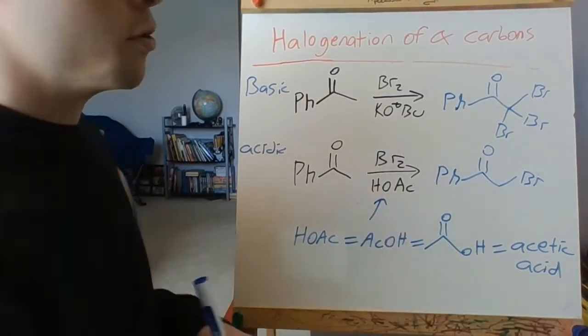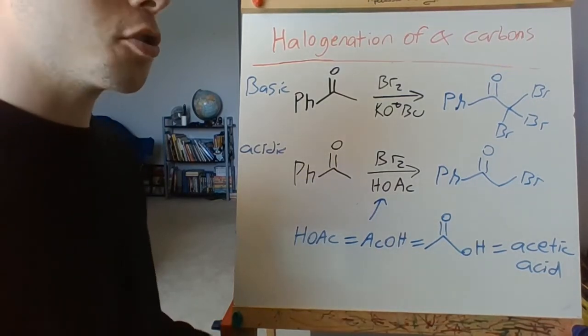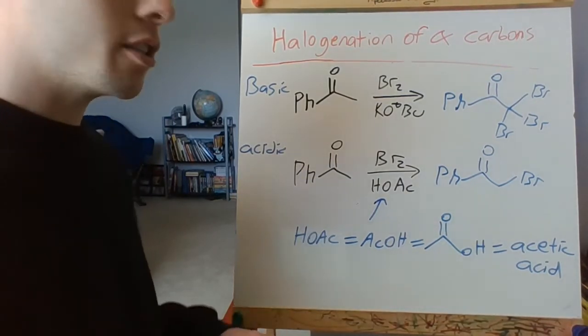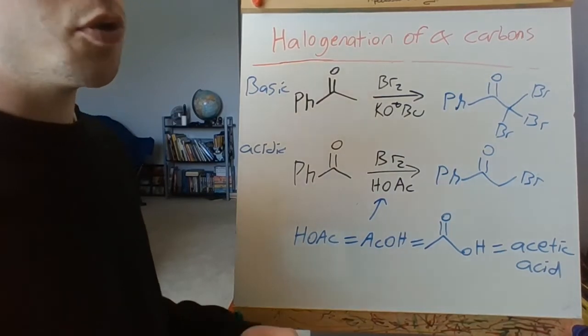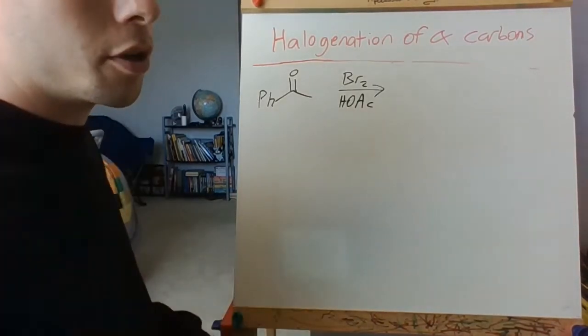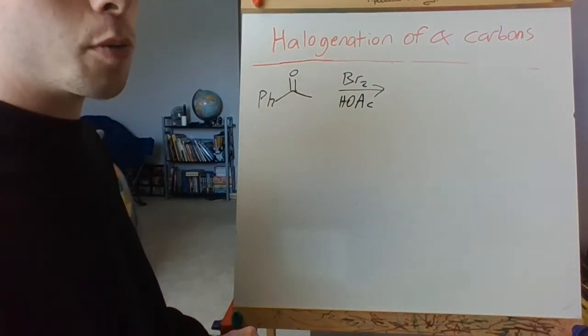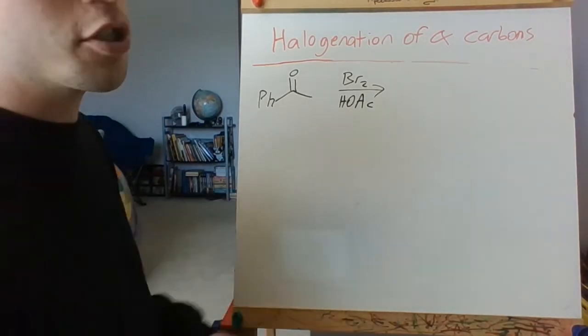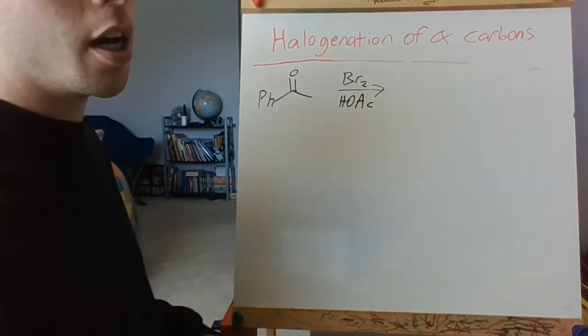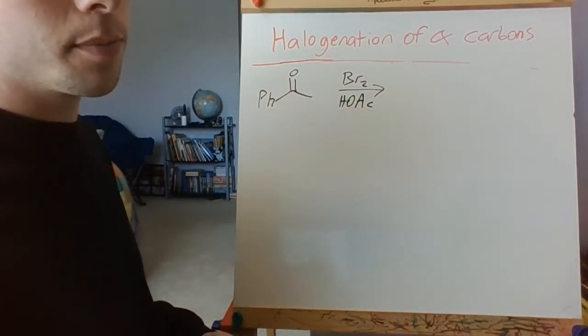In this case, we're not using a super strong base, and we're not using a super strong acid to promote these reactions. So keep that in mind when you're doing halogenation of alpha carbons. Under basic conditions, keep in mind that we generate negative charges and neutral molecules. Under acidic conditions, we generally generate positive charges or neutral molecules.